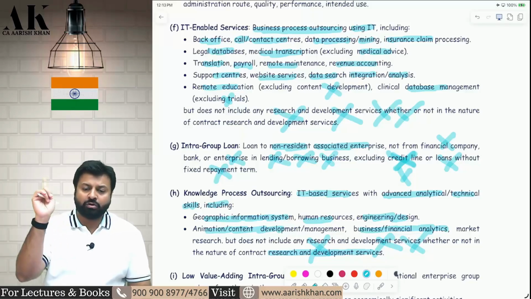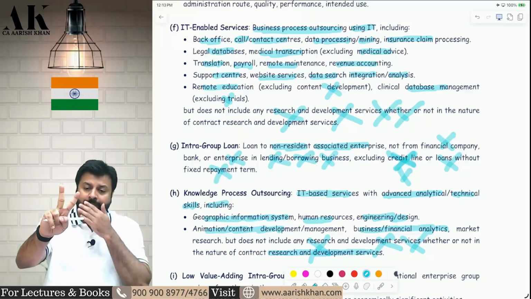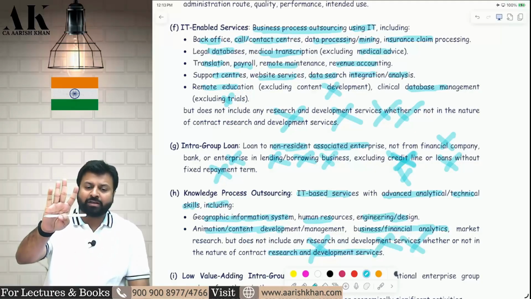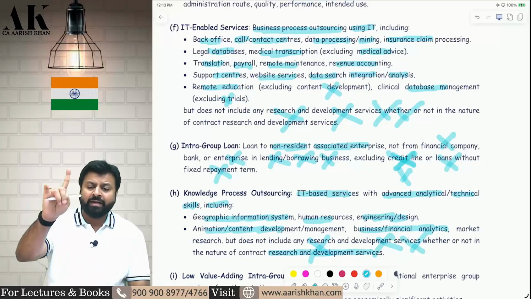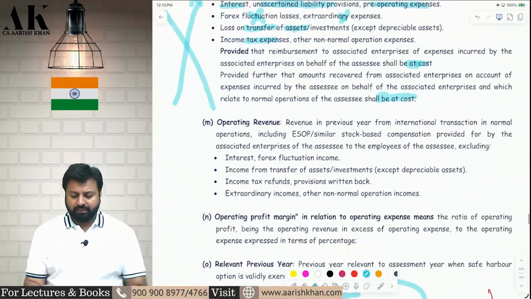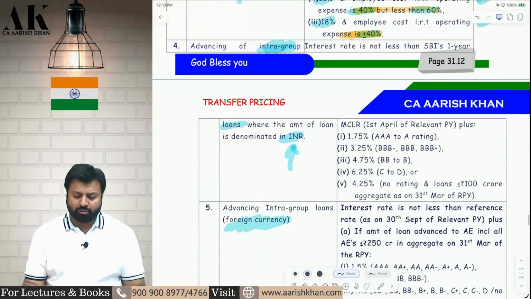So it should be a loan given to a non-resident. It should be a loan given to an associate enterprise. It should not be from a financial company or banks or money lending business people. It should not be a credit line. It should not be a loan without fixed repayment. If all these conditions are fulfilled, it is an intra-group loan.